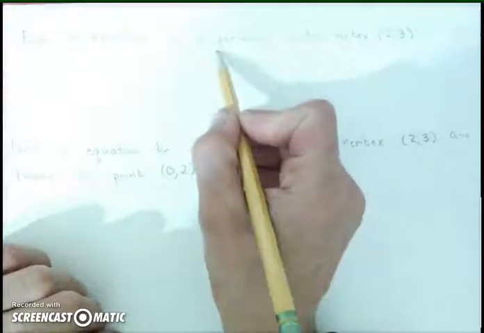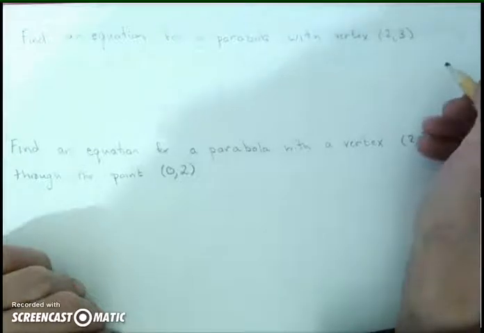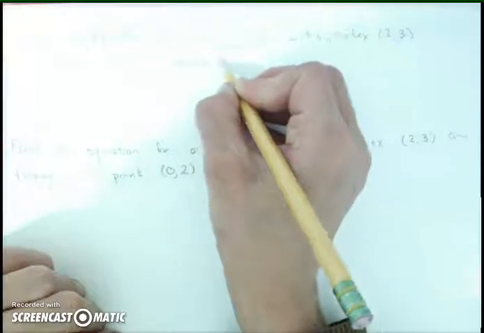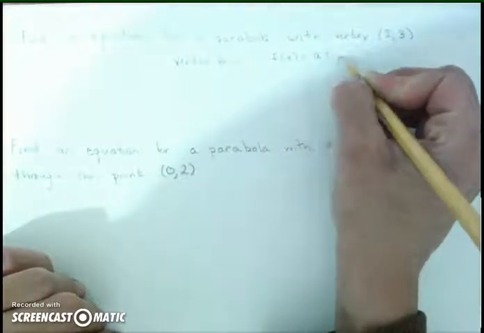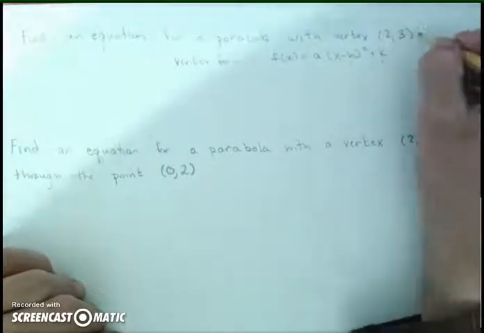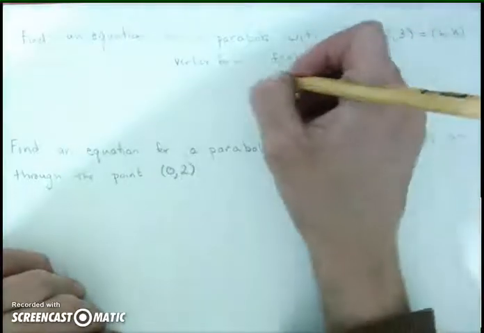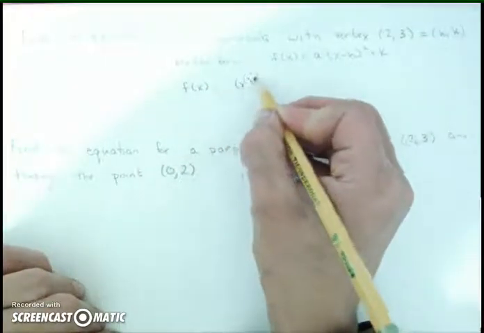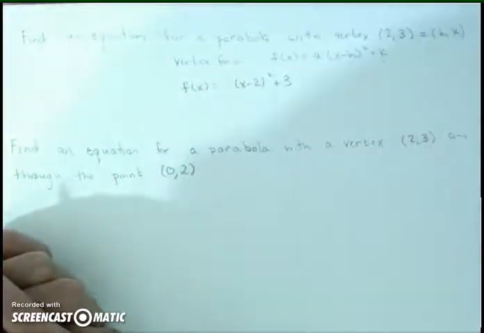First we want to find an equation for a parabola that has a vertex at (2, 3). Well, you might tell me that this is pretty easy because we know the vertex form is just f(x) = a(x - h)^2 + k, where (h, k) is the vertex. So in this case, h would be 2 and k would be 3, so I can just plug it in. So here's an equation: (x - 2)^2 + 3. That certainly has vertex (2, 3).